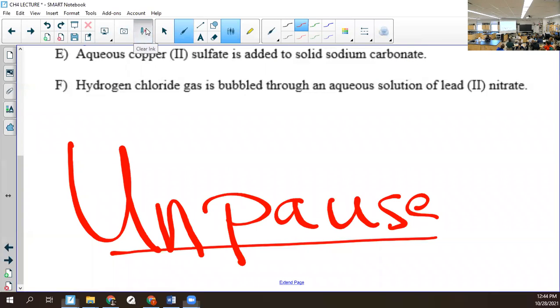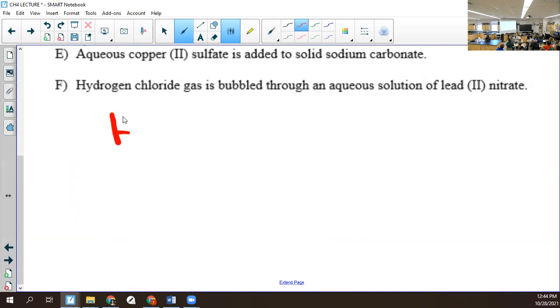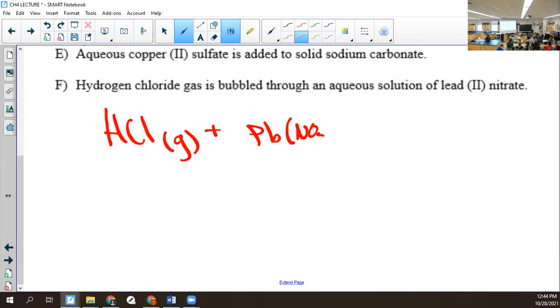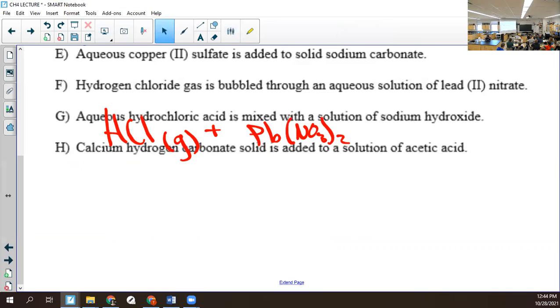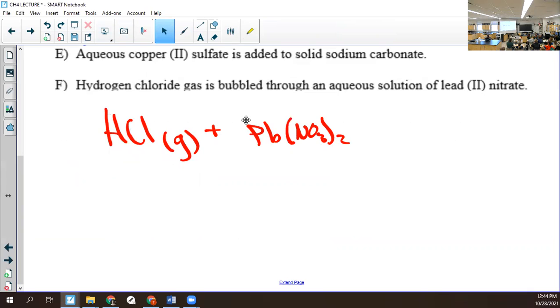So, my friends, hydrogen chloride gas. And you're like, why do they keep using that to screw you over? These are all cut from previous AP tests. So, trick you. Yep. Bubbled through an aqueous solution of lead II nitrate, Pb(NO3)2. Someone tell me, never mind, I forget, how we know this is aqueous besides the word.